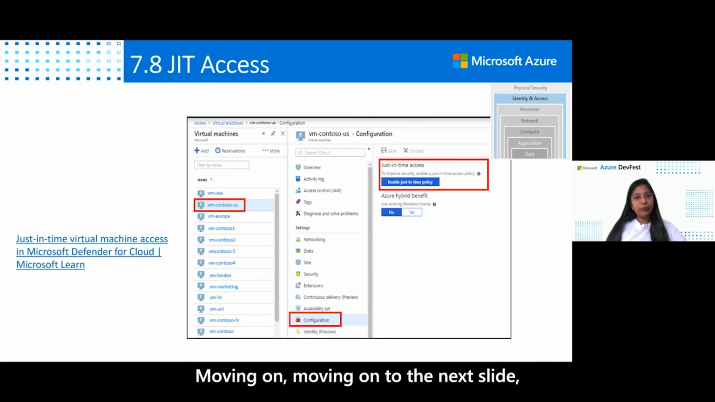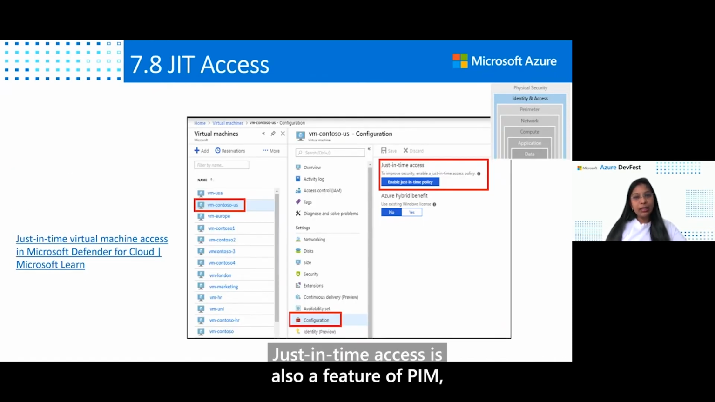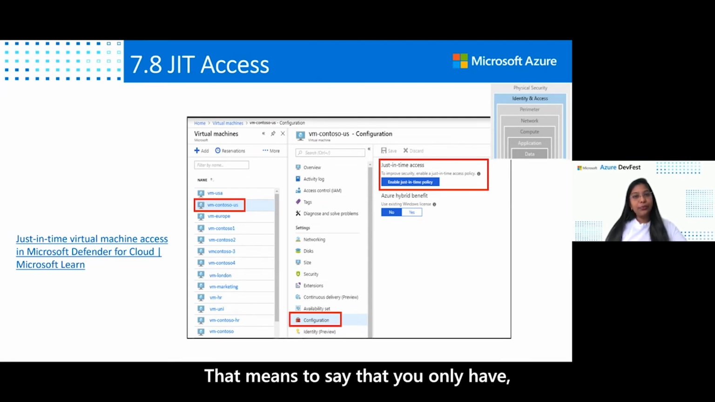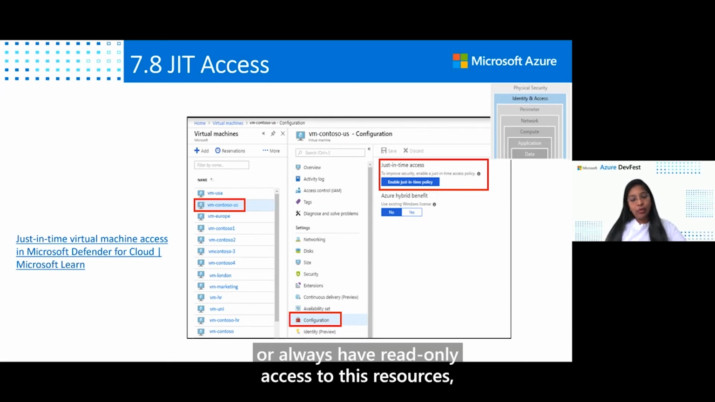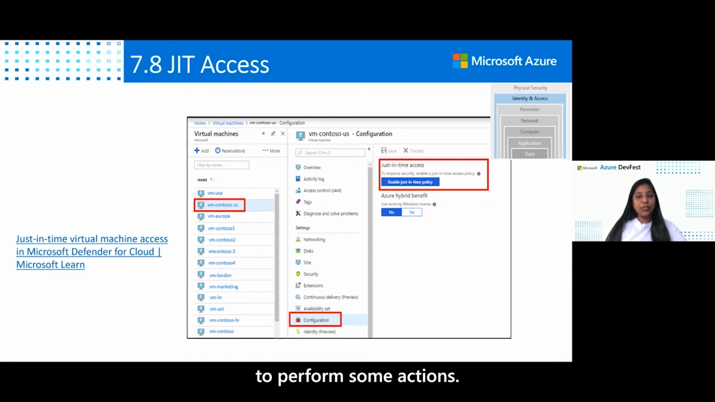Moving on to the next slide, which is just-in-time access. Just-in-time access is also a feature of PIM, which enables you to request elevated access for the Azure resources during troubleshooting or maintenance. That means you always have read-only access to these resources, but for a specific period of time, you elevate your role to get greater access to perform some actions.